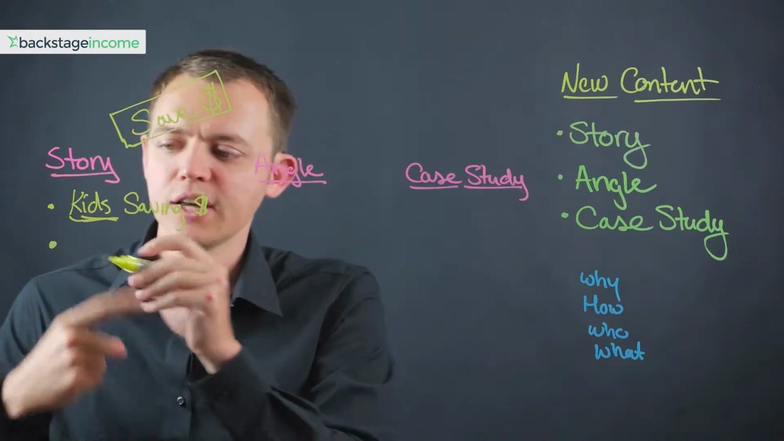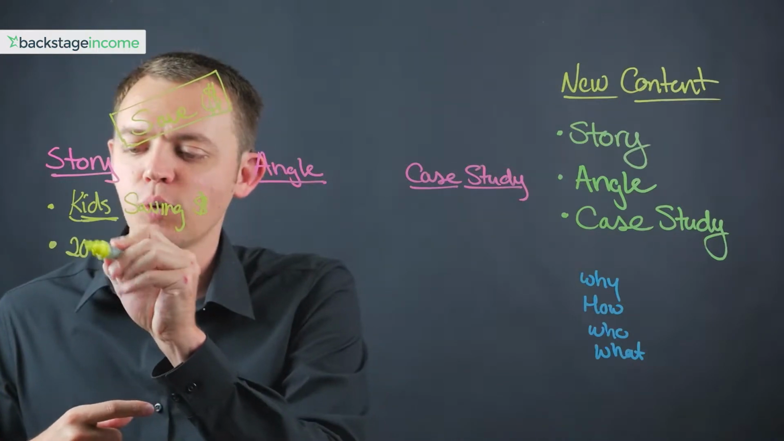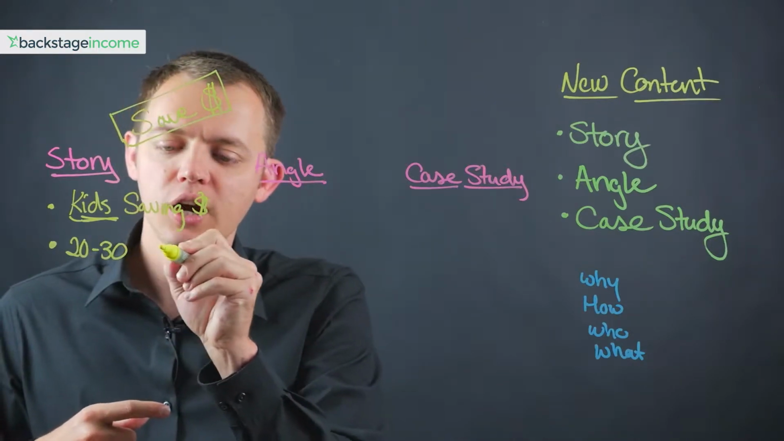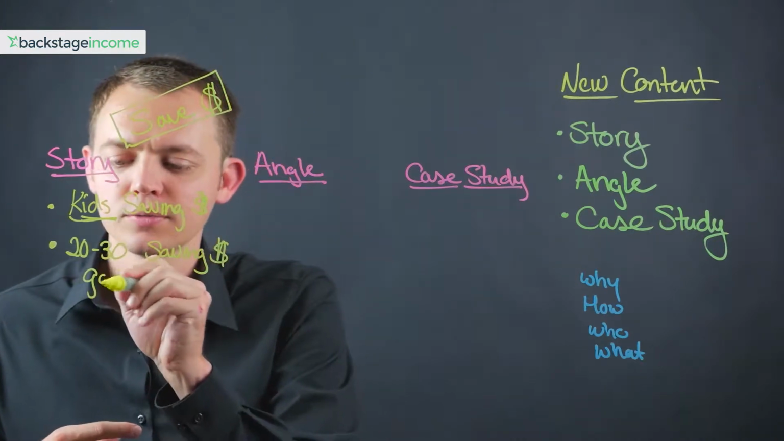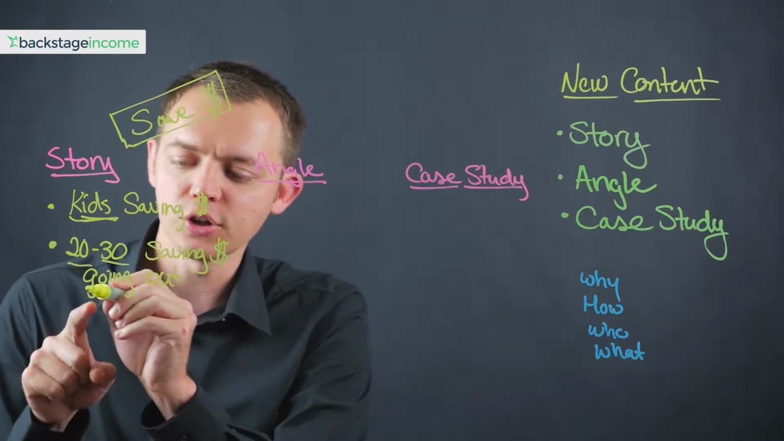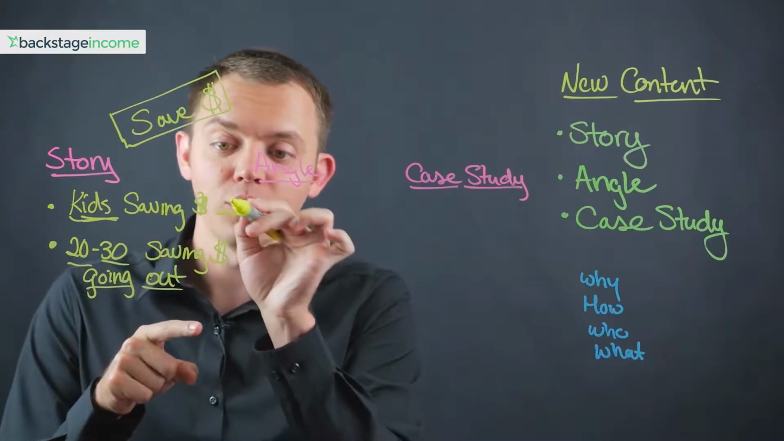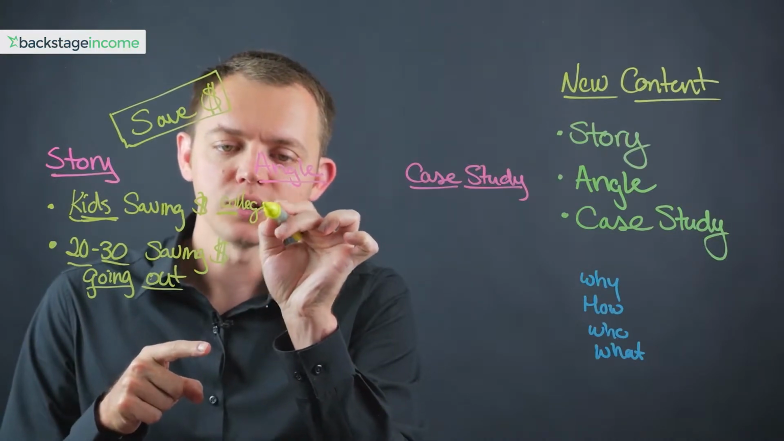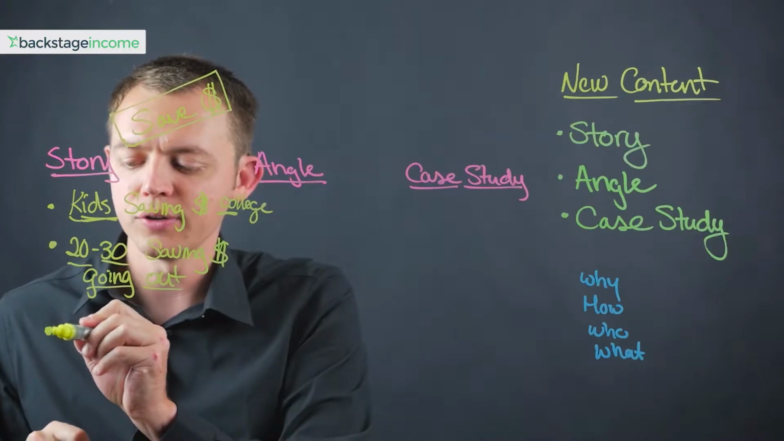The next thing you could say is, well, how are millennials, or let's say 20s to 30-year-olds, saving money on going out, right? So you could say 20 to 30-year-olds, but also going out, getting more specific, right? So you could add that in also with the kids, let's say for college. So again, you're taking and you're adding concepts to switch the story around.